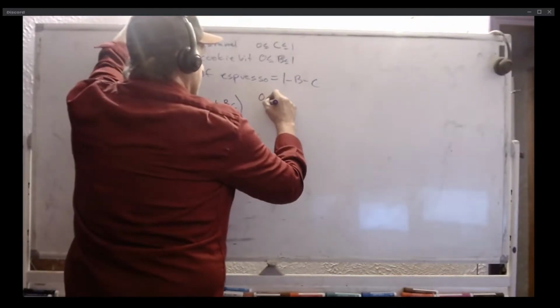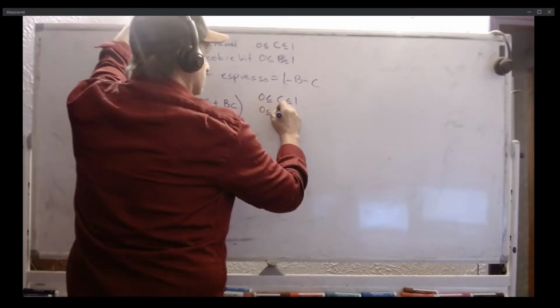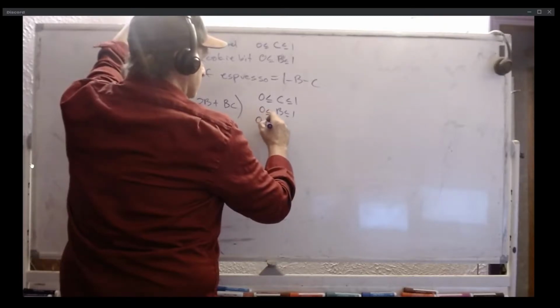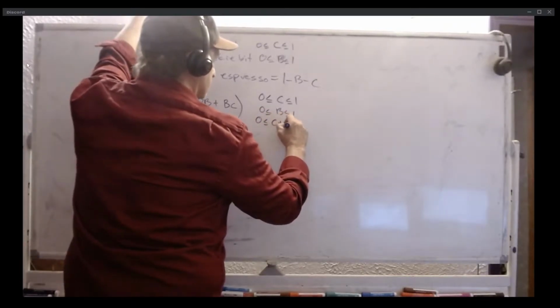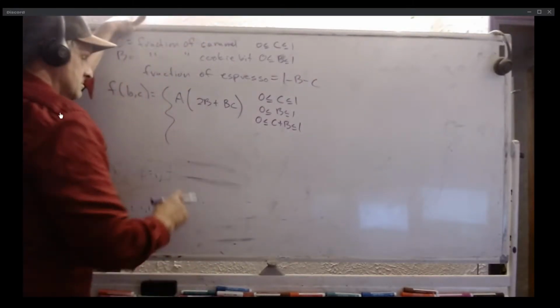C is between 0 and 1. B is between 0 and 1. And C plus B is between 0 and 1. And then it's 0 elsewhere.